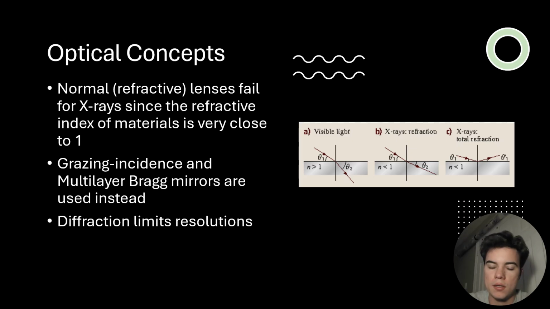Secondly, as far as optical concepts are concerned, diffraction is again important. It is going to limit your resolution, and that is because the smallest feature you can resolve is proportional to the wavelength and inversely proportional to the numerical aperture. So again, smaller features, smaller wavelengths, a common concept here.